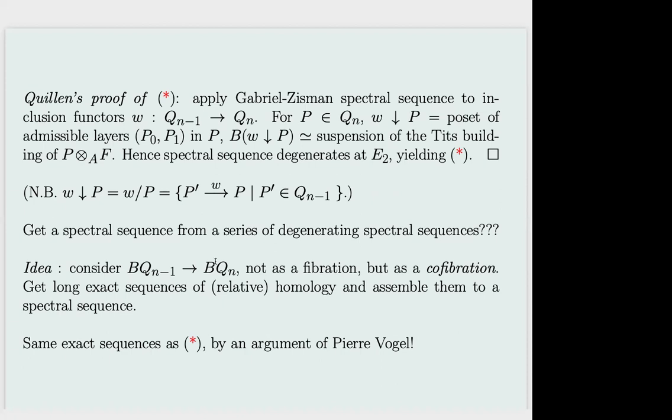And there's an argument of Pierre Vogel, which explains that the exact sequences obtained by this technique are the same as the ones of Quillen. So it's good.